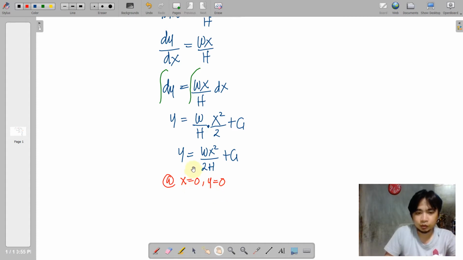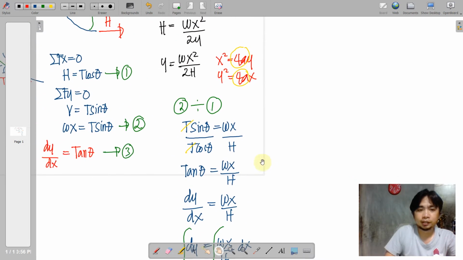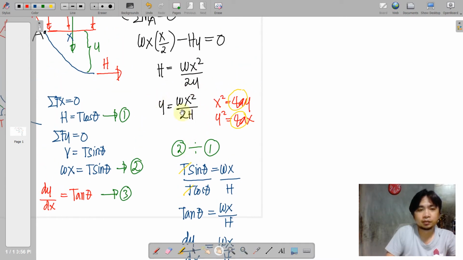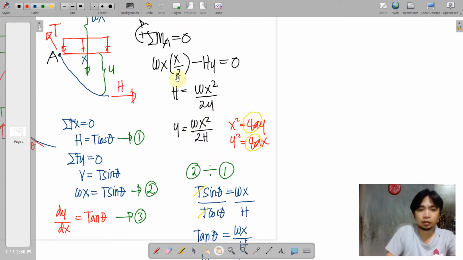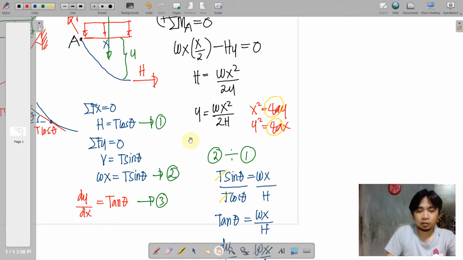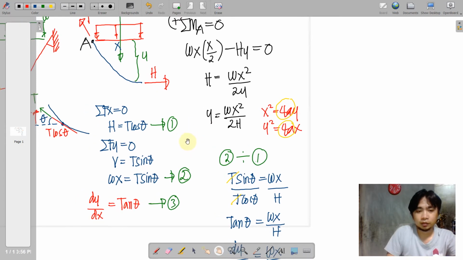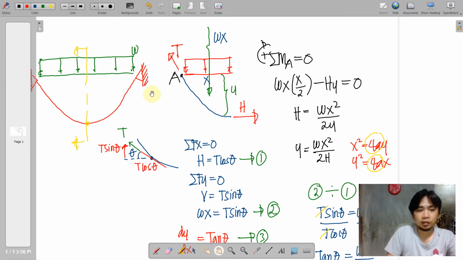So if we substitute it in the equation, we come up with the value c1 is equal to 0. Substituting c1 here, just the same, we come out with this equation, x squared all over 2h, which actually coincides with this derivation, out of taking moments at A. Now with this principle, you can almost deal with any problems involving a parabolic curve carrying any load or distributed load.